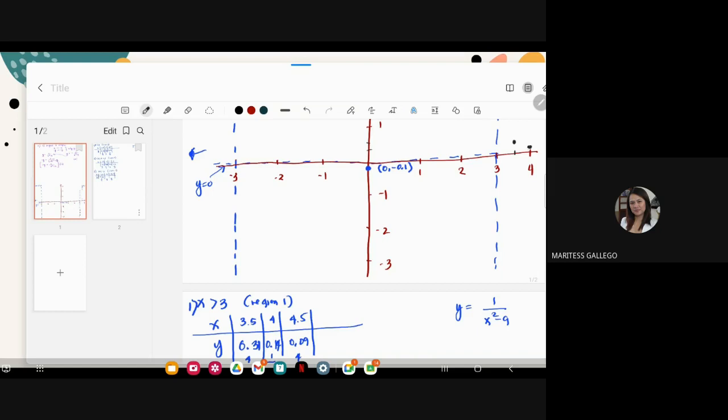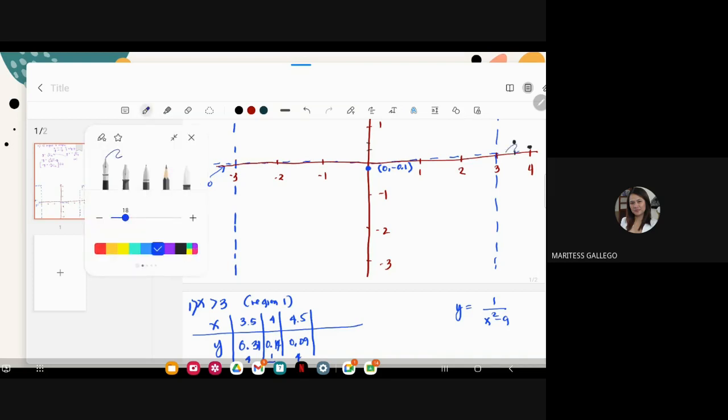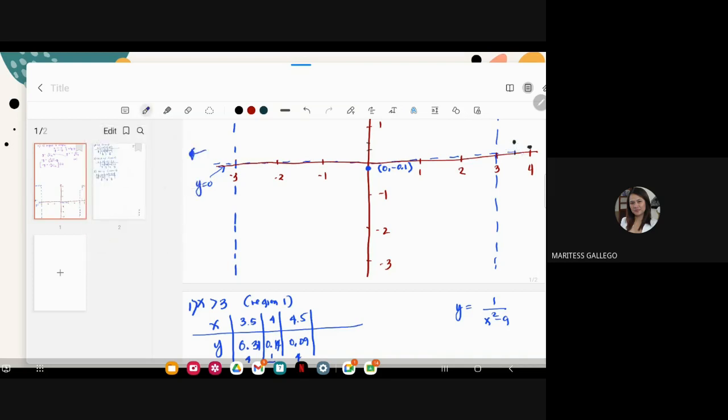And then pagdating nung sa 4.5, lumiliit siya ng lumiliit. Okay. Anong ibig sabihin yan? Kasi lumiliit siya ng lumiliit. Di ba asymptote natin si x-axis? Ibig sabihin, hindi siya dadaan. It will not intersect our x-axis. Kaya siya very close lang siya.